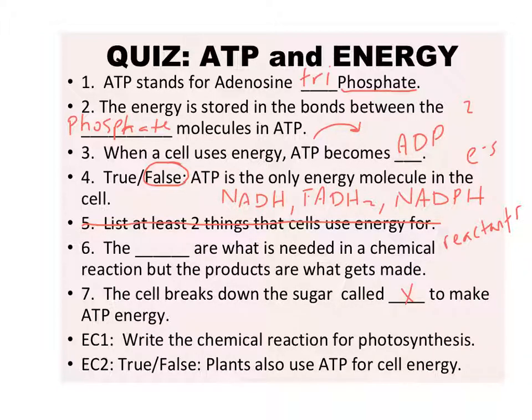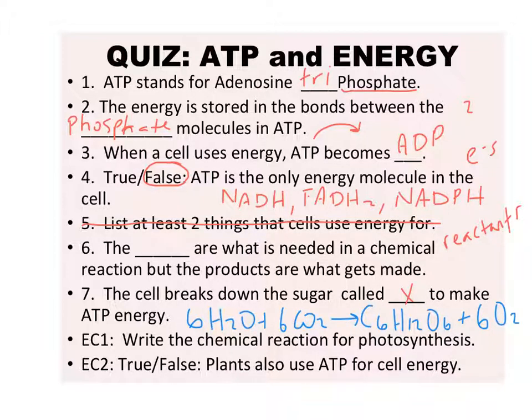Extra credit number 1. What is the chemical reaction for photosynthesis or the chemical formula? Remember that is 6 H2O, 6 waters, plus 6 CO2s. Those are the reactants. What gets made? Glucose, C6H12O6, and plants also make 6 O2 or 6 oxygen molecules.